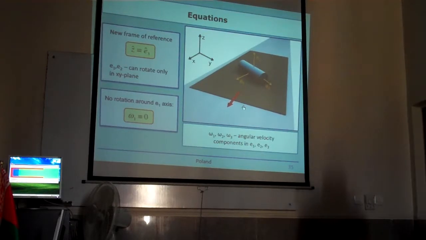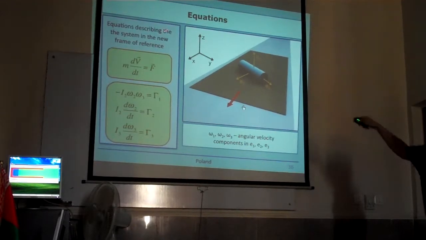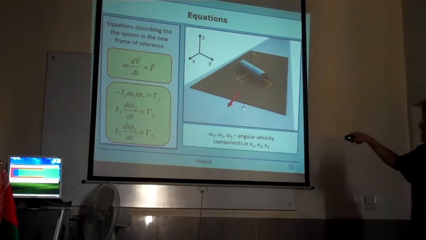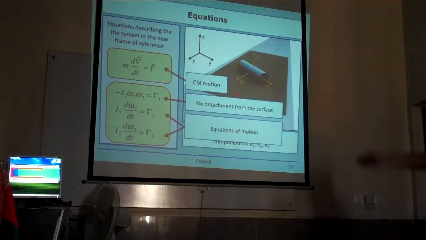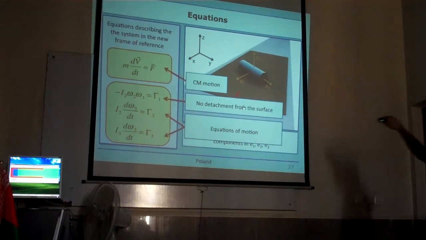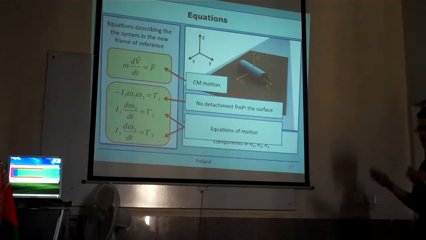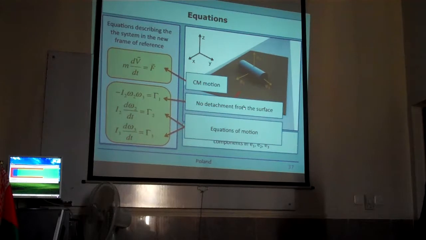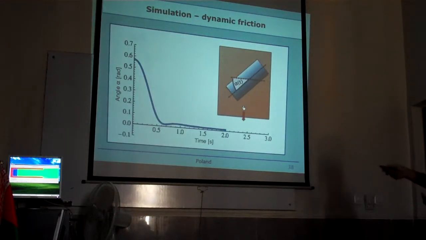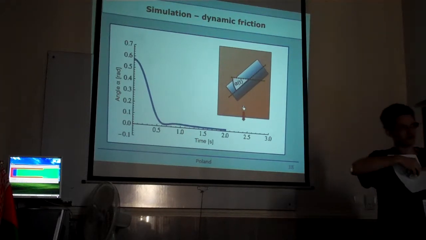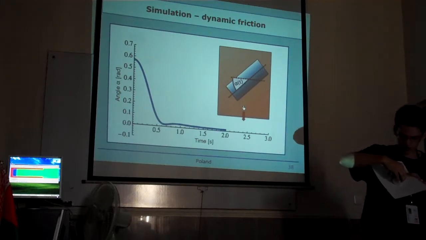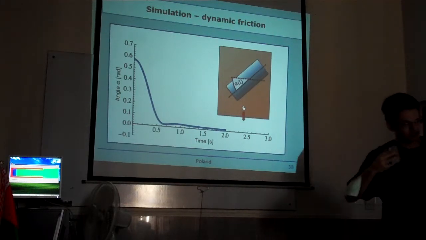In this frame of reference, we can write the equations of the system for center of mass motion and for rotation of our cylinder. The first equation is center of mass motion. This equation demands that there's no detachment from the surface, and the other two equations are the equations of motion of our cylinder. By simulating those equations, we find an interesting result: the angle alpha will change, and it will decrease like this while we pull the paper out. The angle will go to zero, so the cylinder will simply roll.